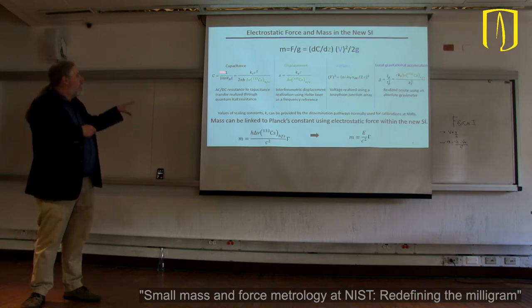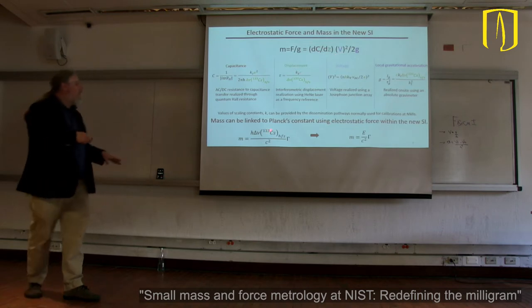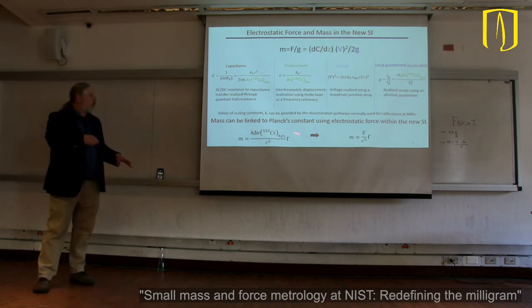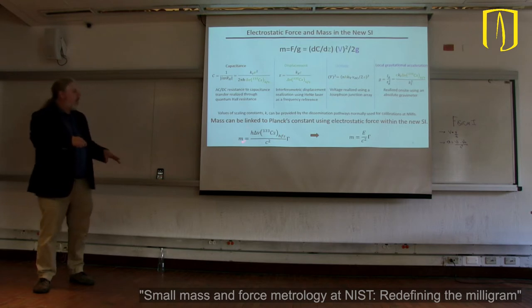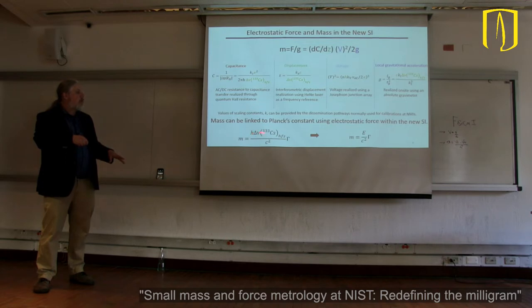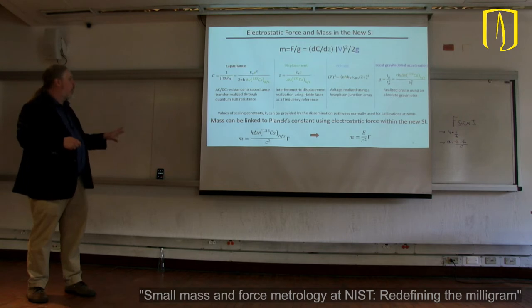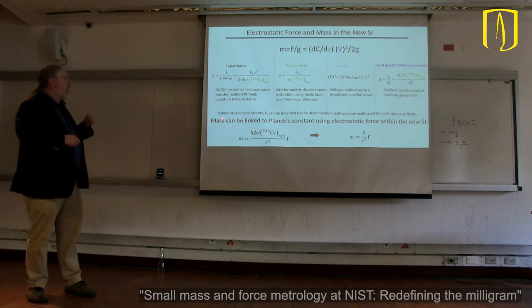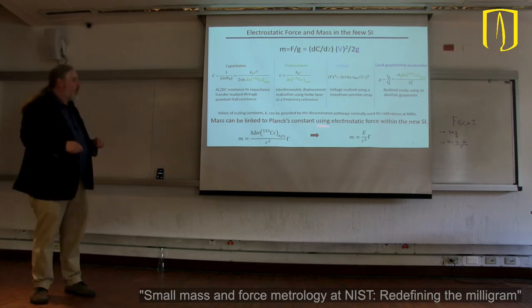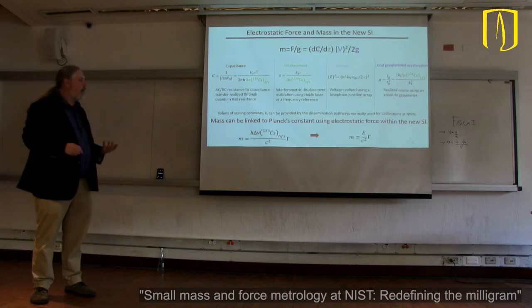Okay. Now, if you take each of these expressions here and put them in this equation, what you get eventually after some math is something that looks like this. Okay? You solve for mass, and this is equal to Planck's constant times this hyperfine splitting frequency divided by the speed of light squared, times all of these calibration factors that we used to get from the fundamental standards to our laboratory. So we see how here mass can be linked directly to Planck's constant using electrostatic force within the SI.